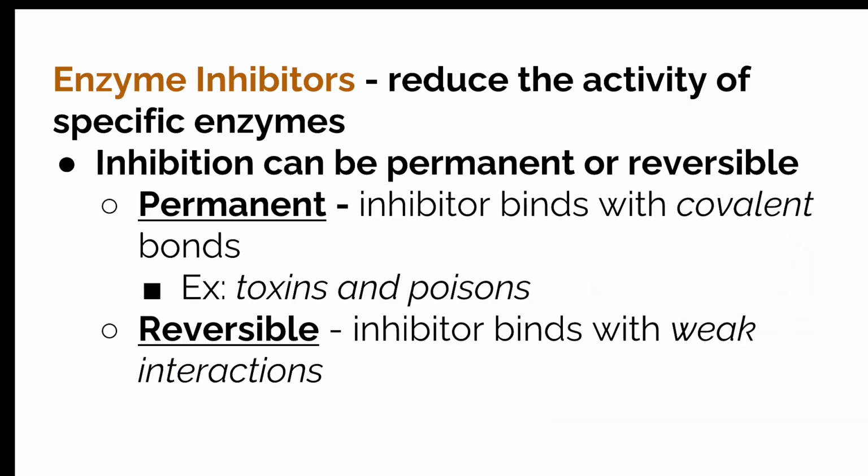Now, we talked about how we can help these enzymes with cofactors and coenzymes, but we also want to talk about inhibition. And so enzyme inhibitors are basically ways that we can reduce the activity of specific enzymes. Inhibition can be permanent or it can be reversible. The way we can make permanent inhibition for enzymes is by binding to the enzyme with a covalent bond. Remember that covalent bonds are pretty strong, pretty hard to break up. Examples of this would be like a toxin or a poison.